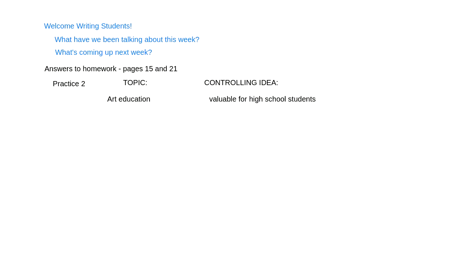Underline that one time. And number 2, and we need to underline valuable for high school students 2 times. So the topic is art education. The controlling idea is valuable for high school students. Okay? Are we thumbs up on that? Yes. Good. Okay, Gerardo, I can see you, so good.